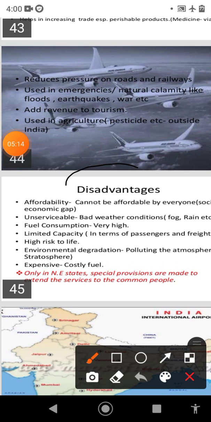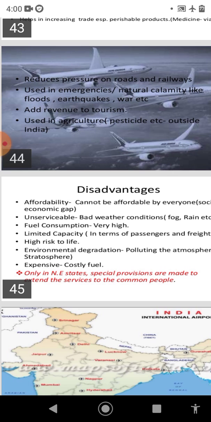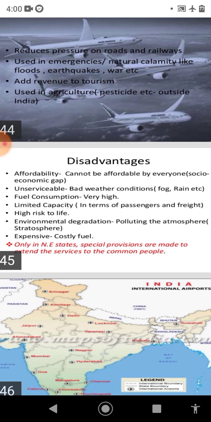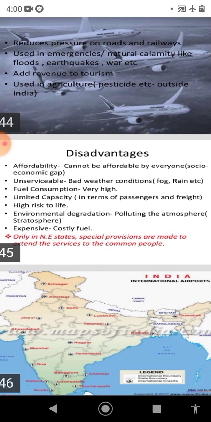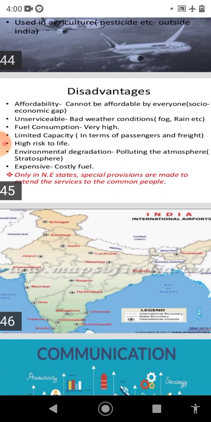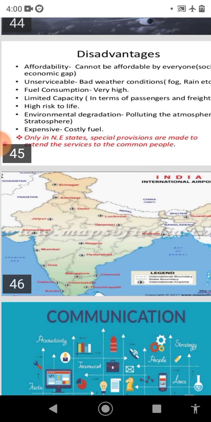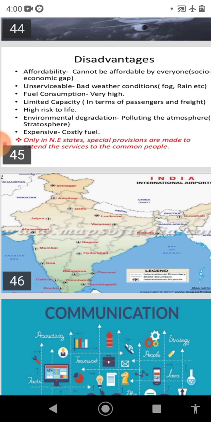You may go through the disadvantages, like it cannot be afforded by the middle class, or you can say the poor people, as it is very expensive. Fuel consumption is very high. Some of the points are given here, you may go through, and this map is showing you some of the important, or you can say major, international airports of our country.